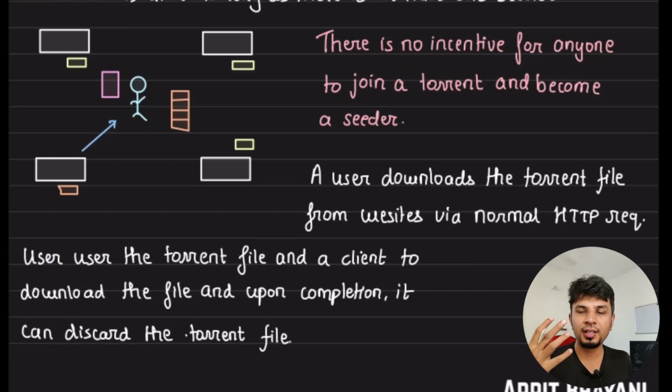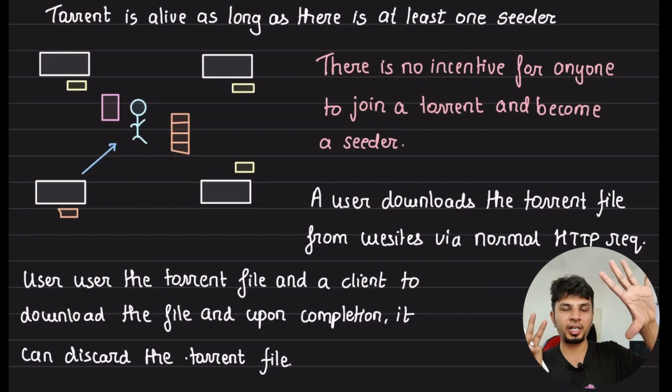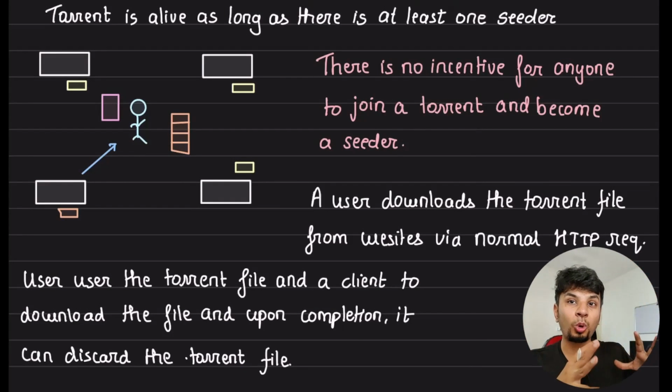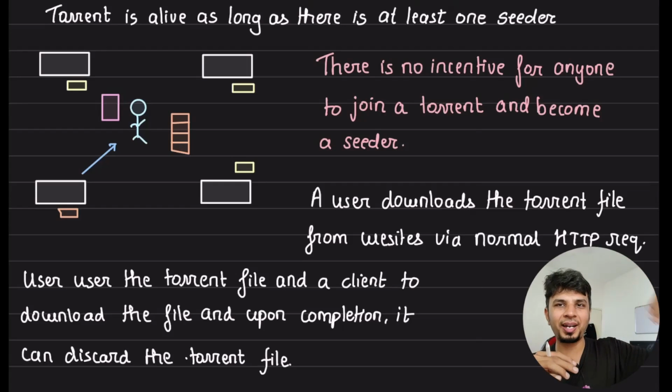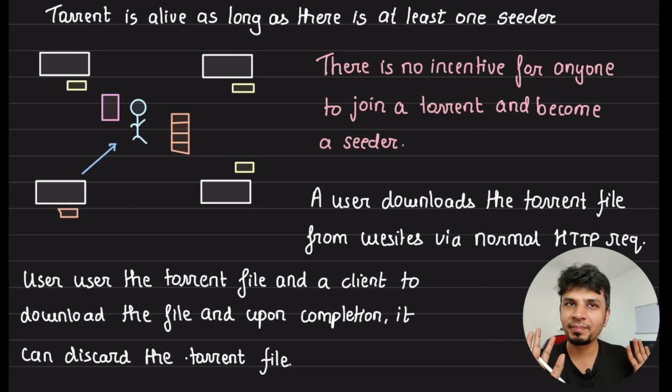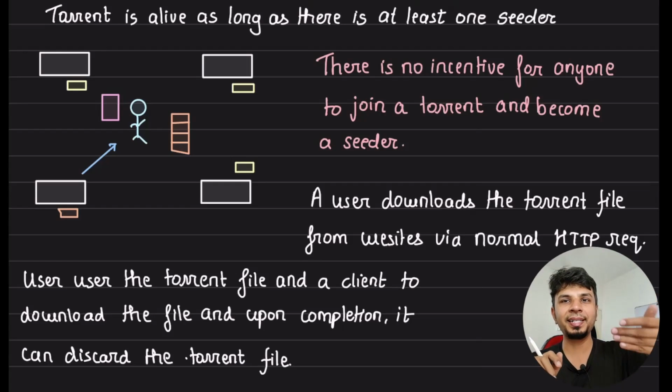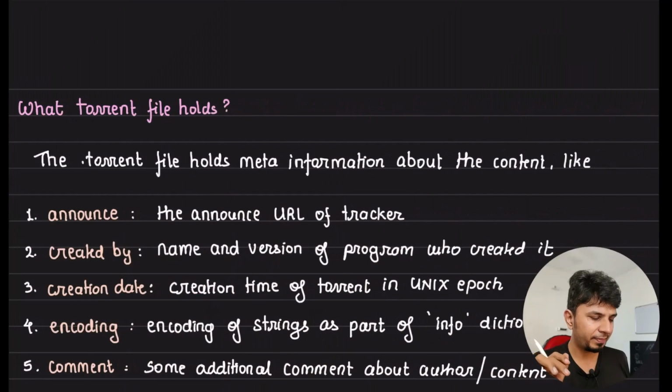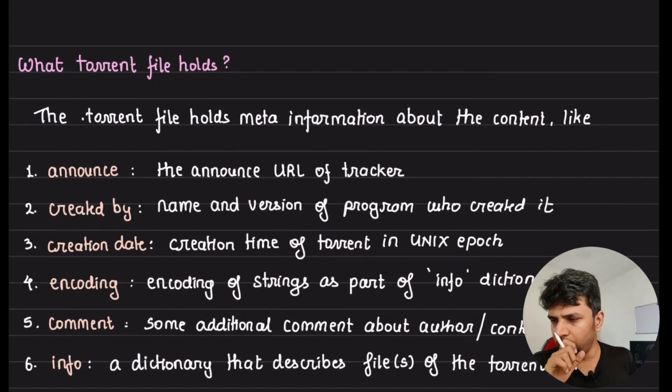And then once your download is complete, there are 2 choices. Either you can continue running your BitTorrent client and become a seeder, because now you hold the file, so you can seed the file to the network if anyone wants to download it. Otherwise, you can just discard the torrent file and kill your process, right? The default configuration is that once your file is downloaded, you automatically go from leecher to seeder and start seeding the content there.